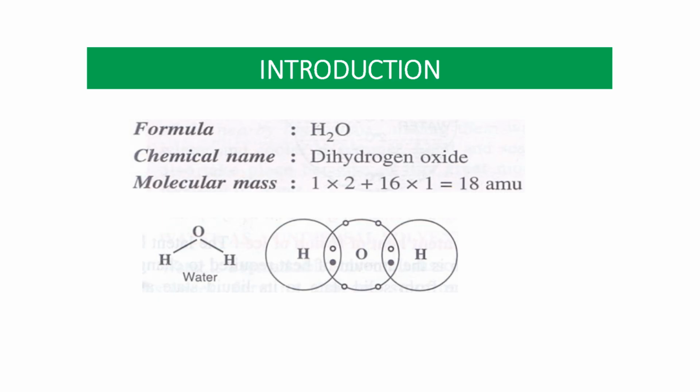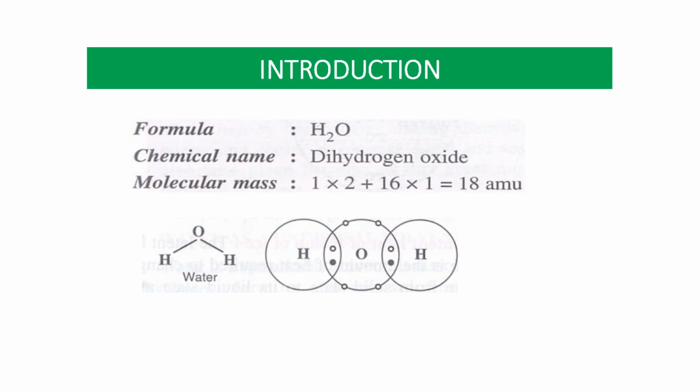And the molecular mass of water: we know that the atomic mass of hydrogen is 1. So 1 multiplied by 2, plus the atomic mass of oxygen is 16, so 16 multiplied by 1 because there is 1 atom of oxygen. And what we get? 18 AMU, atomic mass unit. So the molecular mass of water is 18 AMU. AMU is the unit to measure molecular mass. I have already told you earlier. So the molecular mass is 18 AMU.